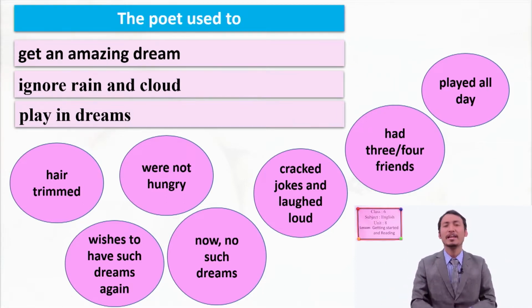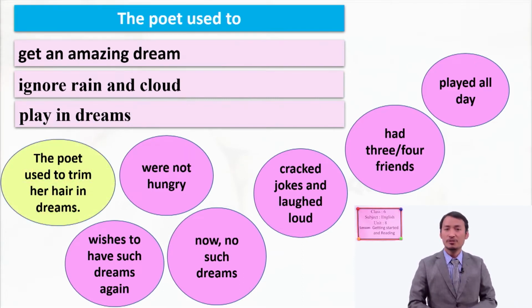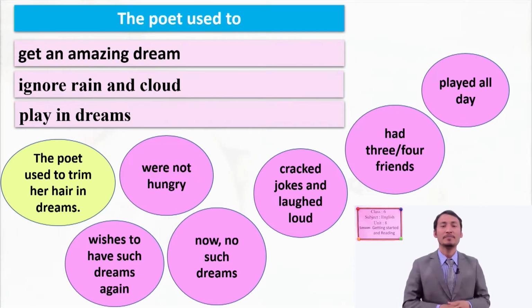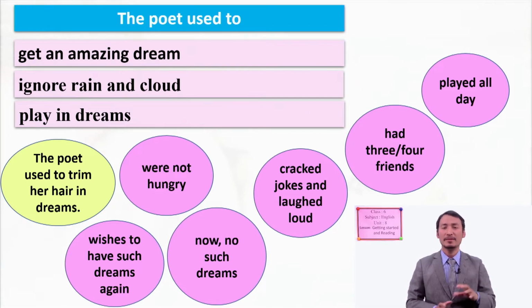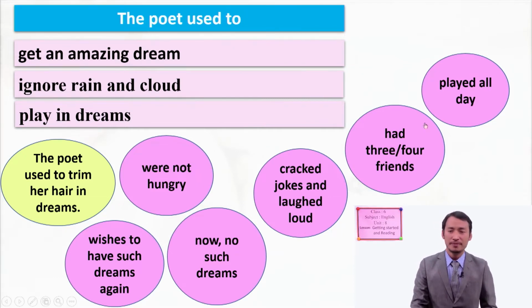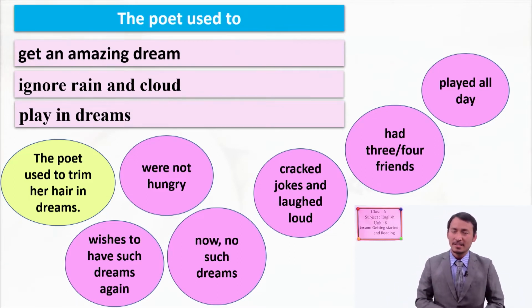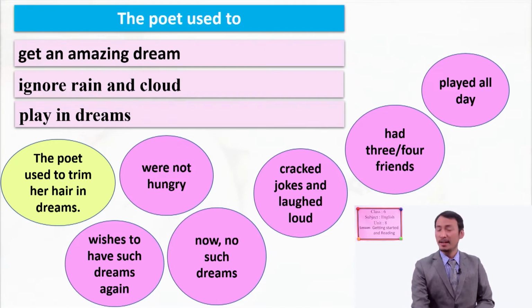And for this, we can also use the phrase "used to" to talk about past events or experience. Like you can talk about it like this: the poet used to trim her hair in dreams. Okay, so likewise you can say the poet didn't used to be hungry. The poet used to crack jokes and laugh loud, and he used to have 3 or 4 friends. He used to play all day. Likewise, you can talk about what someone did in the past. Okay, students? Now, these are the things in our poem.